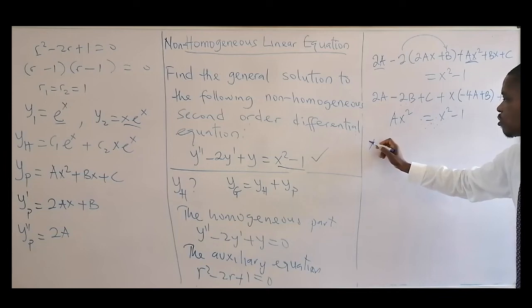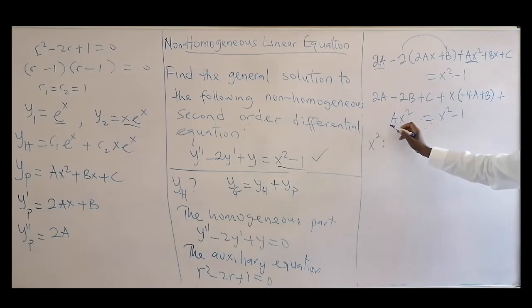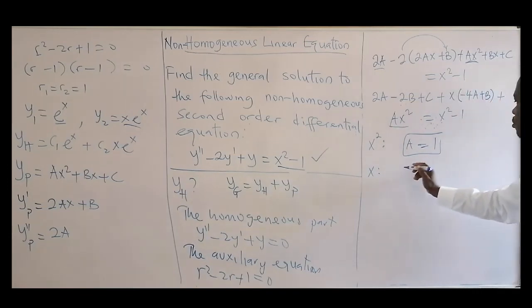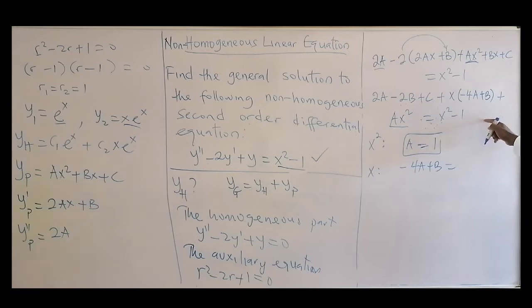So equate coefficients. The coefficient of x squared is a here. On the right hand side, the coefficient of x squared is 1. So a is 1. Then the next one, let's equate the coefficient of x. The coefficient of x is minus 4a plus b, and on the right hand side you don't have it, that's 0. Already we have a, so that's minus 4 times 1, that's minus 4 plus b equal to 0. So b is 4. So we've gotten a, we've gotten b.